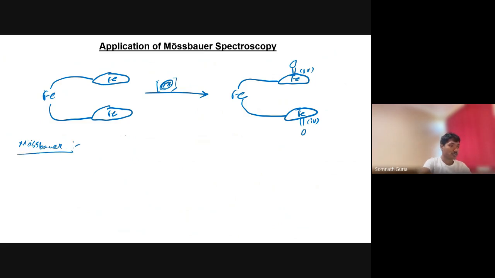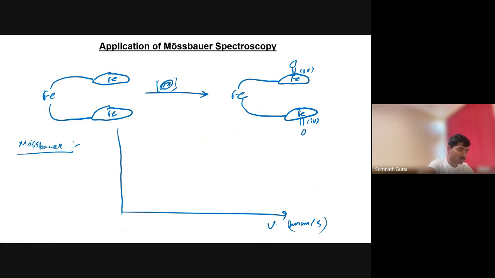How are they getting the Mossbauer line? Millimeter per second velocity, and here is the percentage of transmittance. Okay, what are they getting?